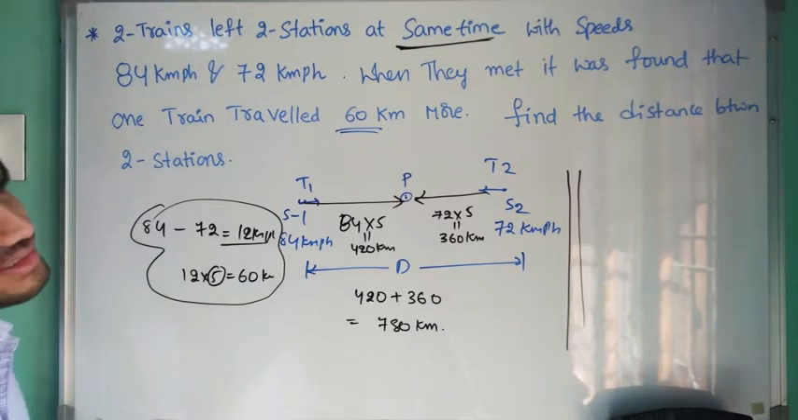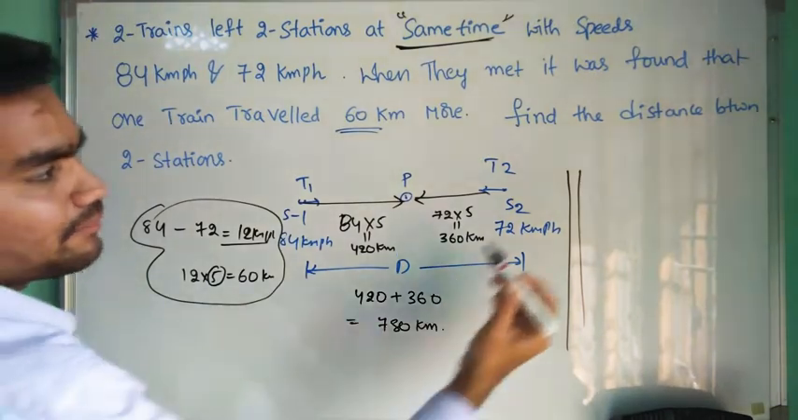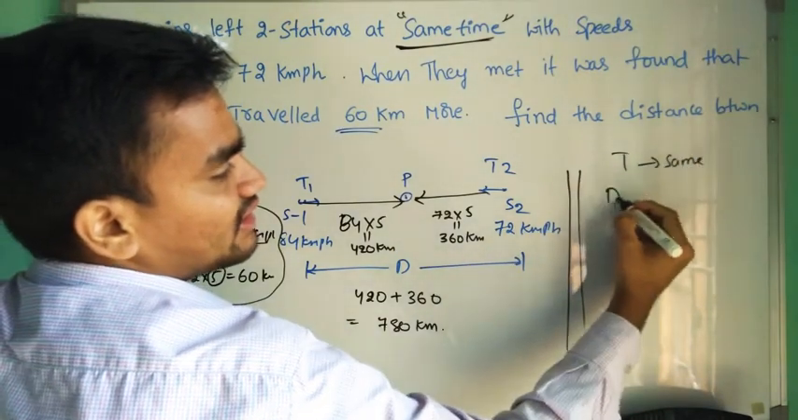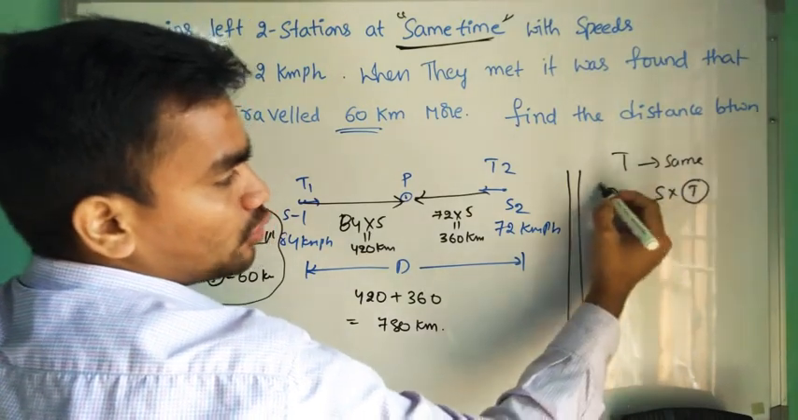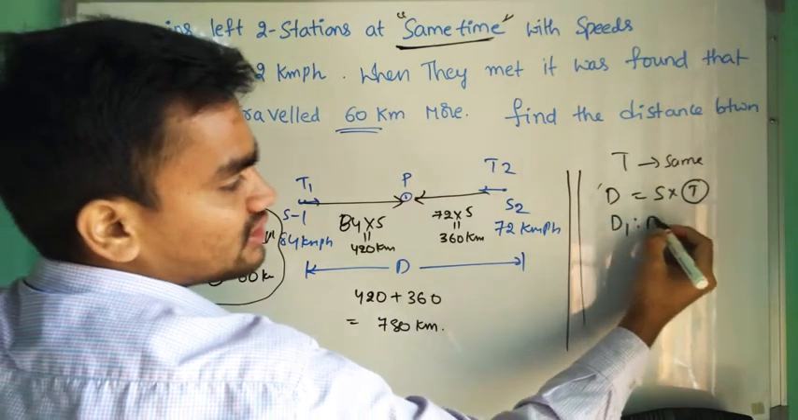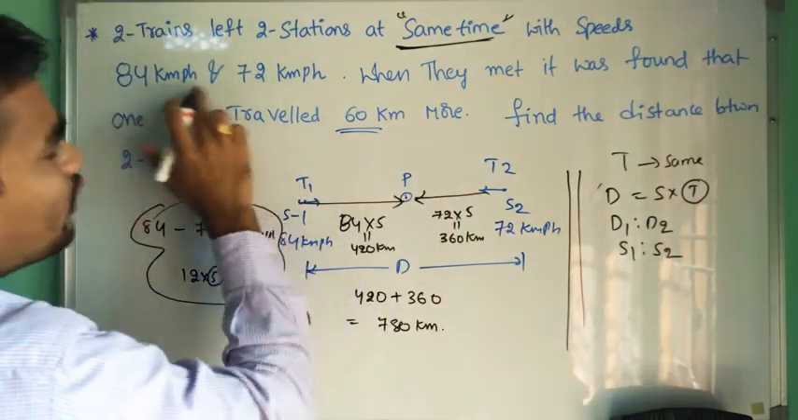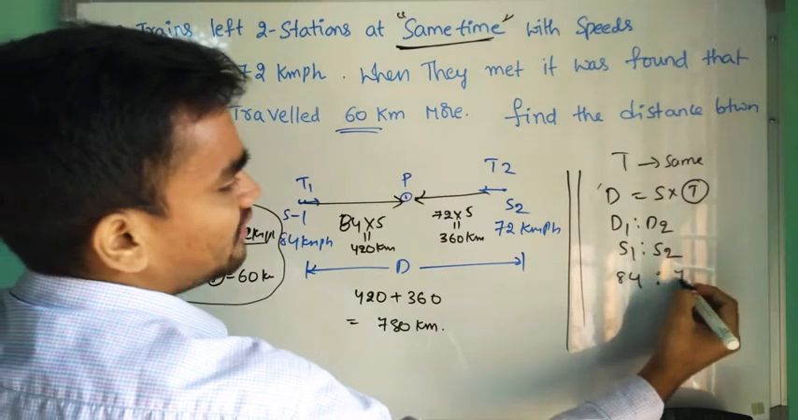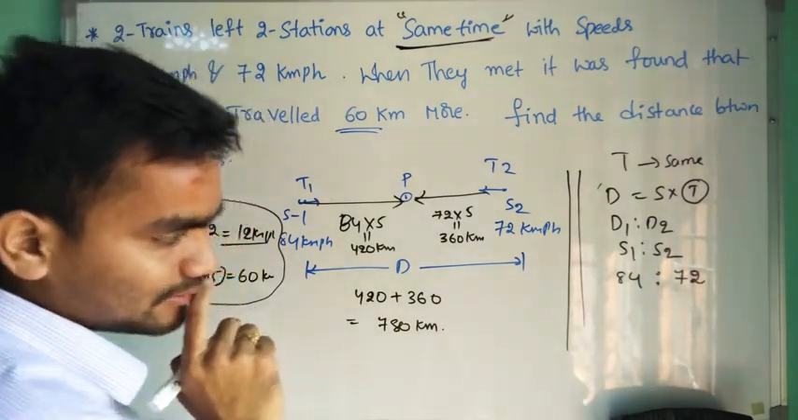So now the trick is, since the clue given here was that the time is same. Now from the basic relation, distance equals speed into time, if time is constant, then to cover more distance the speed should be more. So the ratio of distance should be equal to the ratio of speed. So given the speeds of the two trains, that is 84 km per hour is to 72 km per hour.